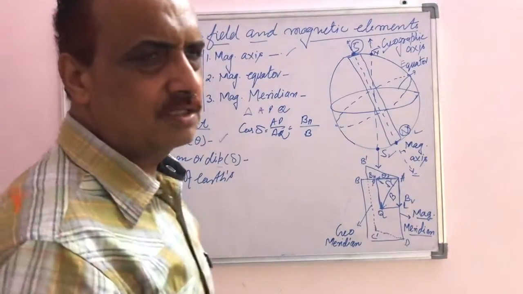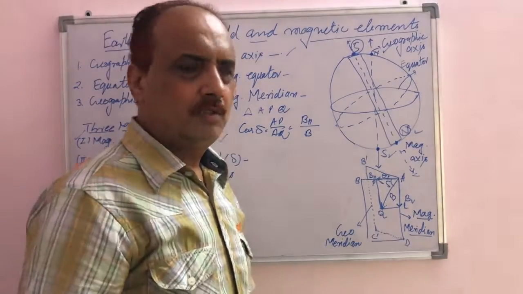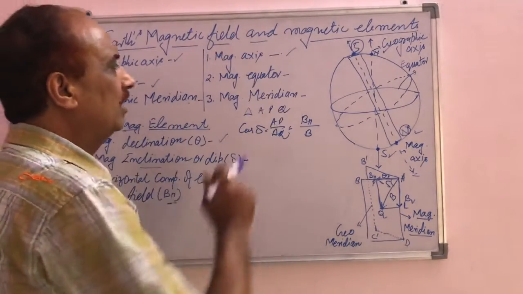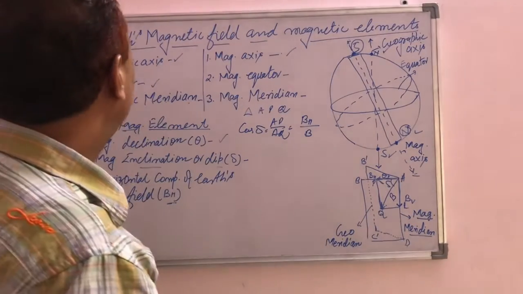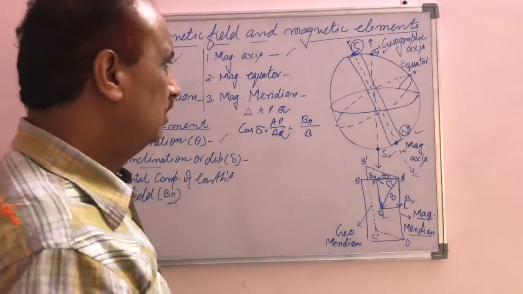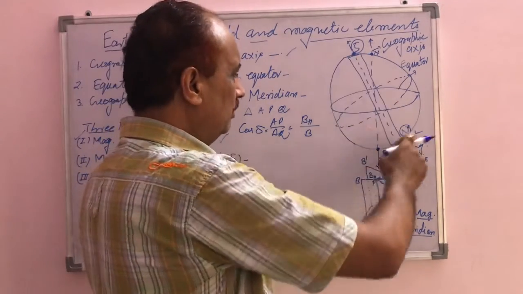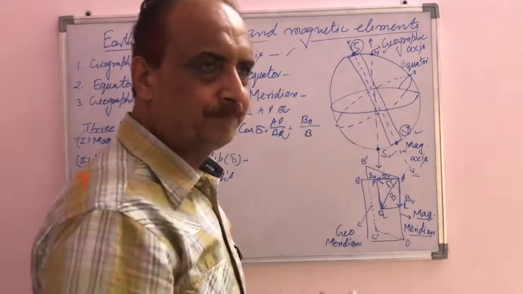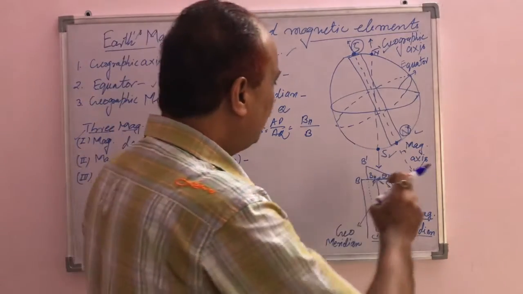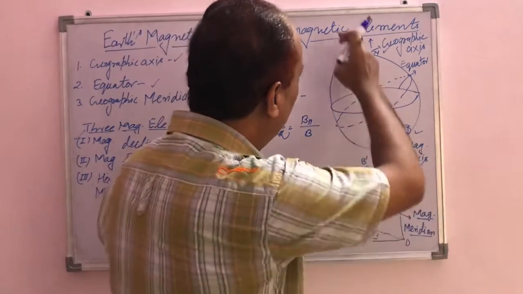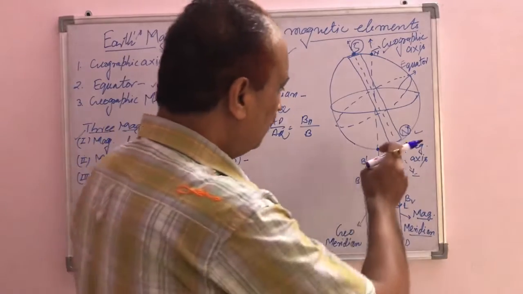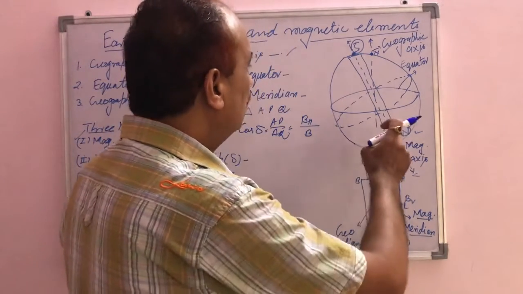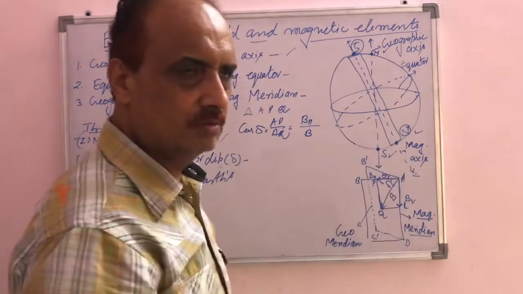Hello students, today I will discuss the last topic of unit number 3, that is Earth's magnetic field and magnetic elements. Now to discuss the magnetism of the Earth, we'll assume here the Earth is a huge magnet and the magnetic axis of the huge magnet is lying inside the Earth, and where it cuts the Earth's surface, it shows the magnetic poles.